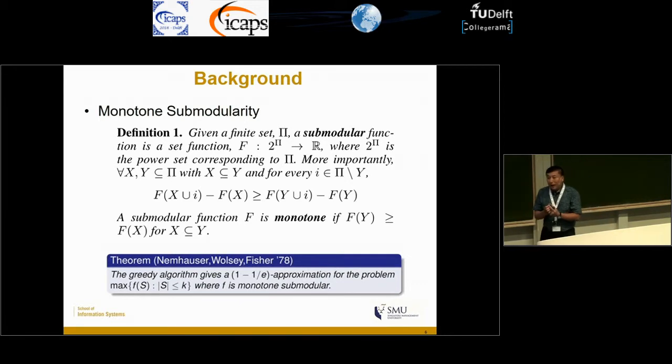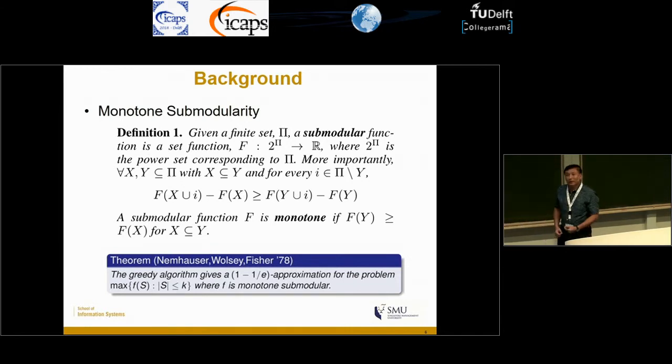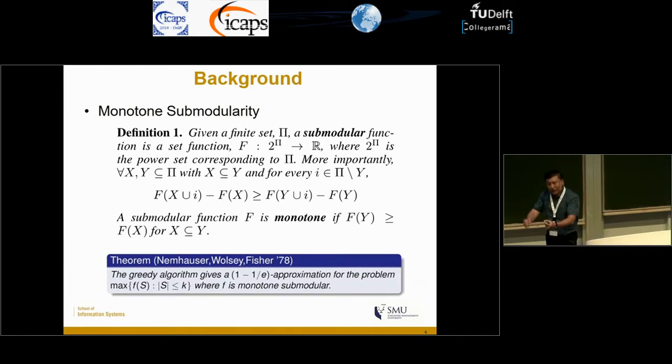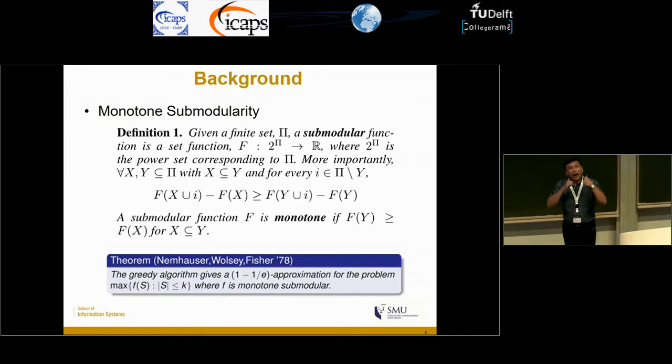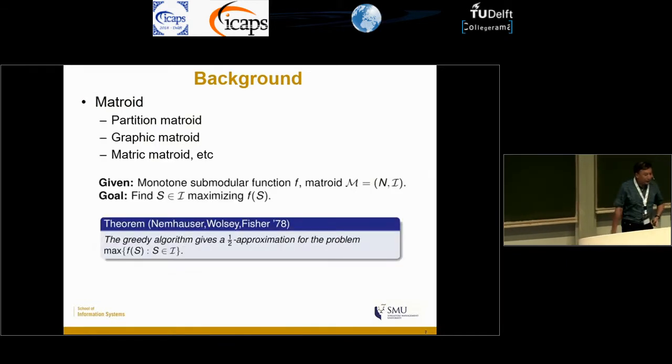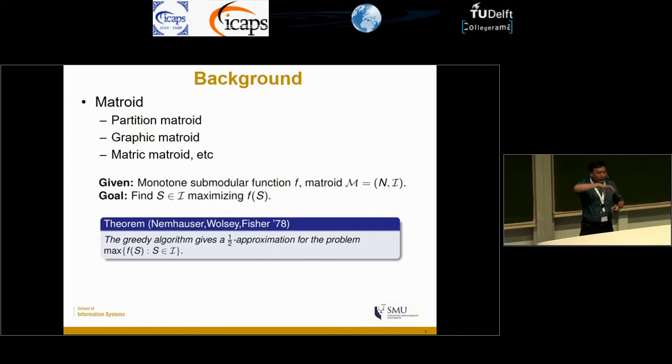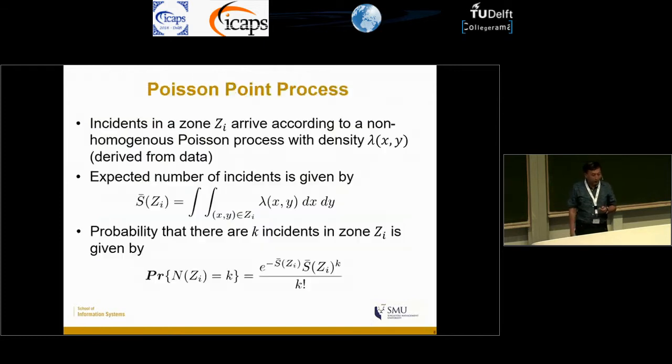The greedy algorithm basically works in a very simple way. It picks, in our case, the base associated with the ambulance in a way that will always maximize the marginal utility. In the interest of time, I will have to skip a lot. Now, on top of that, if we have a matroid, which defines a set of feasible solutions, then the greedy algorithm is a little bit weaker. It always gives you a half approximation result.